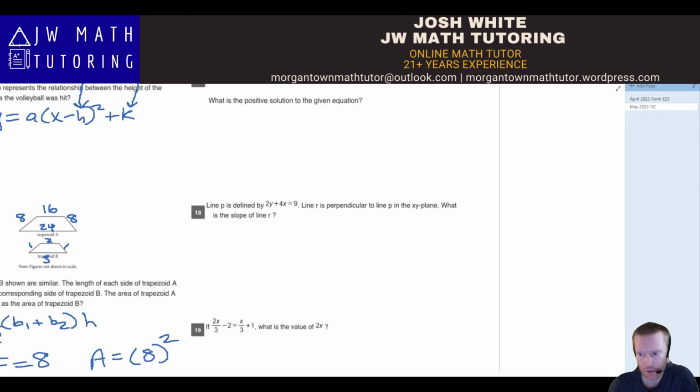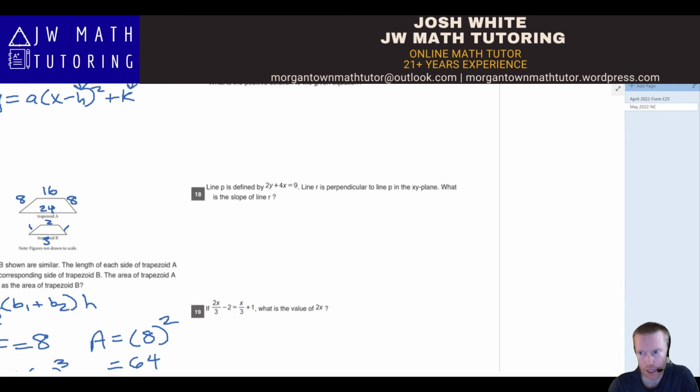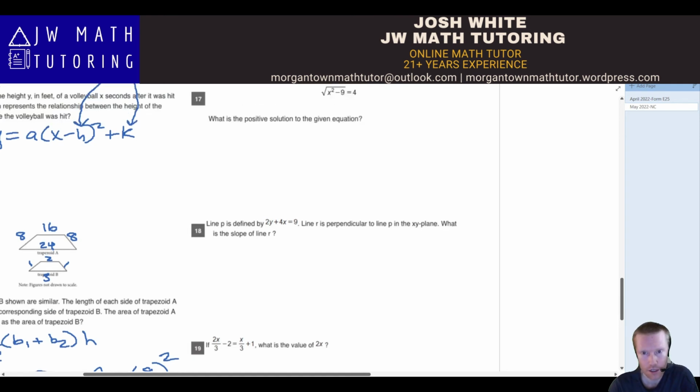Below that, number 17, you're given an equation which has a radical in it, and notice they're asking for the positive solution to it. So the first thing we need to do is square both sides. When we do that, on the left side, the squared and the square root cancel, and we just get x squared minus 9. On the right side, 4 squared is 16.